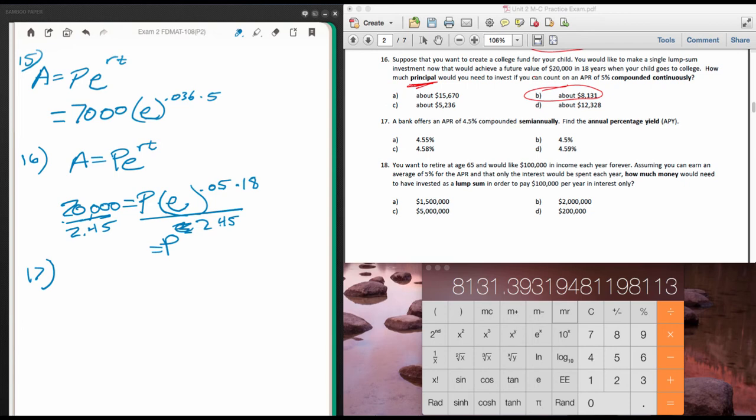A bank offers an APR of 4.5% compounded semi-annually. Find the annual percentage yield, the APY. Okay, so we're looking for the APY. So because we're looking for that, remember, APY is what? It's our absolute increase over our starting principal. Starting principal, absolute increase. Okay?